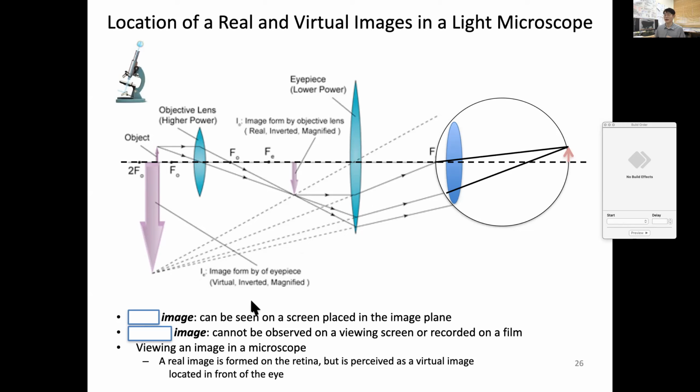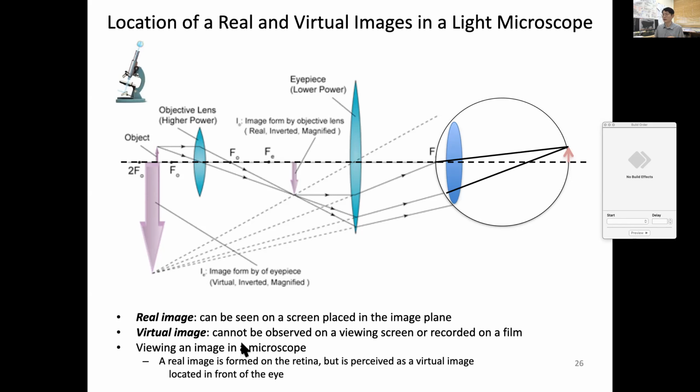I want to explain here that this image can be seen on a screen placed in the image plane. So that's what we call a real image. But after the eyepiece and to our eye, you cannot observe a viewing screen or record on a film over here. That is called a virtual image. So hopefully this makes sense to you.